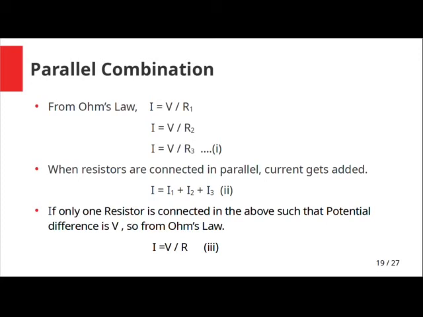If only one resistor is connected in the above circuit such that the potential difference is V, then from Ohm's law I equals V upon R. It is taken as equation third.